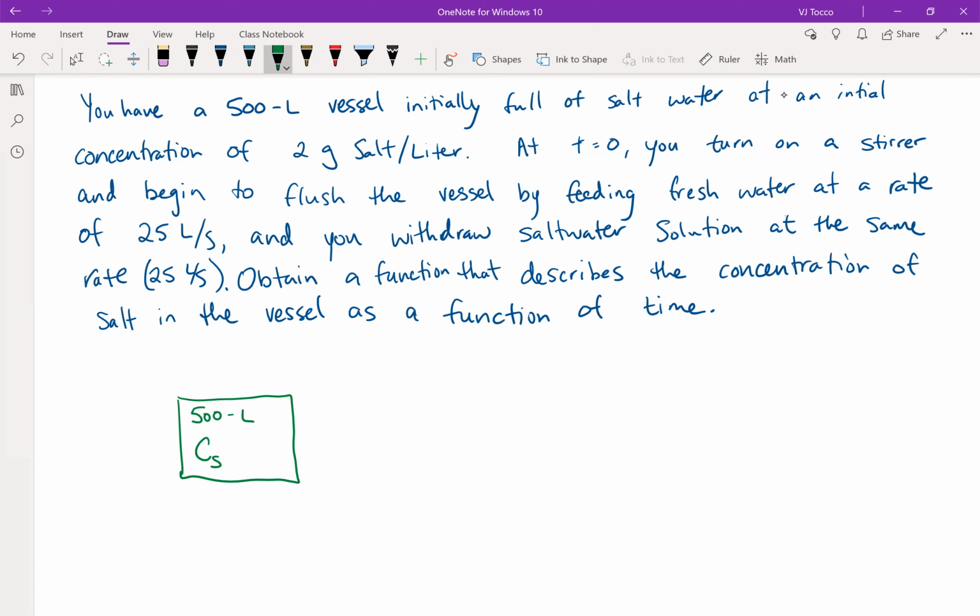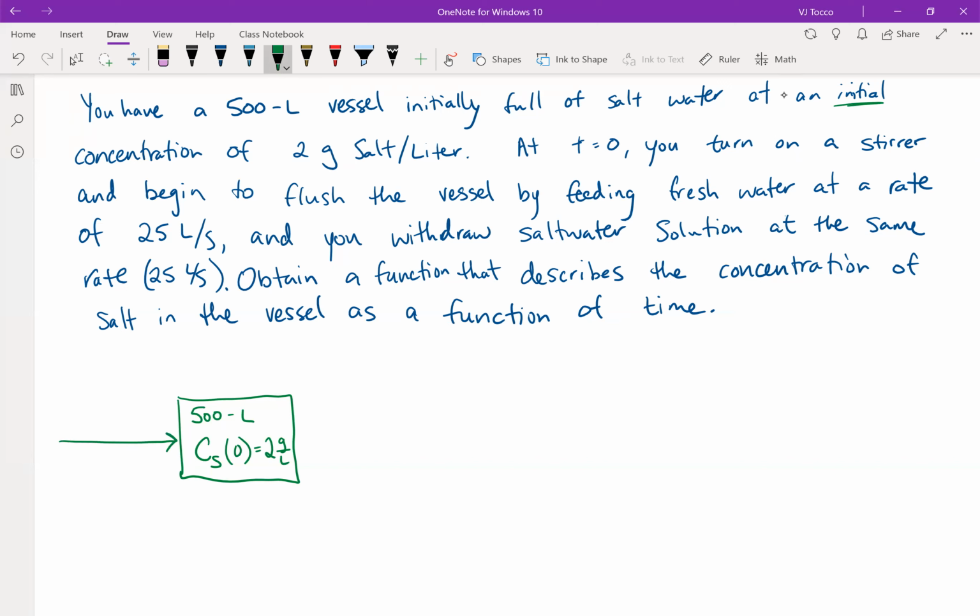And the word initial here is important. Forgot the I in initial. Initial means that this is an initial condition, right? So looking ahead, I know this is an unsteady state problem. An initial condition is going to be needed to solve the entire differential equation. So this is how I'll write it. CS at time 0 is equal to 2 grams per liter.